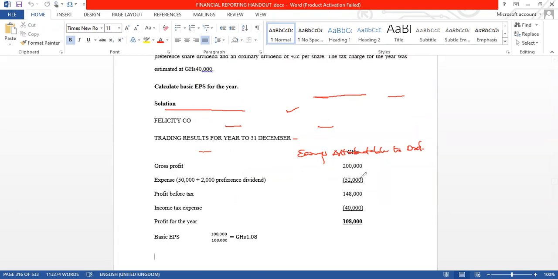So you have your gross profit. You take off your expenses and the preference share dividend. Then you get your profit before tax. You take off your tax. Then you end up with your profit attributable to ordinary shares. You take that and divide it by the weighted average number of ordinary shares, which was 100,000. Then you get your basic EPS. There wasn't any new share, so the 100,000 shares will run throughout the period. So simple as that. It's very, very simple.